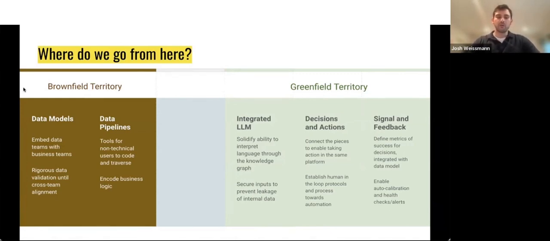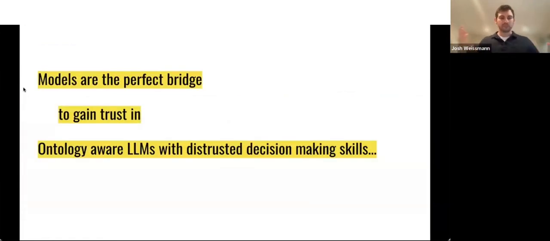So all this being said, we have the data model side, we have the decision-making side, but what will help us bridge the gap? Models, machine learning models, neural network models, optimization models, are the perfect bridge to gain trust in the ontology-aware LLMs with the distrusted decision-making skills.